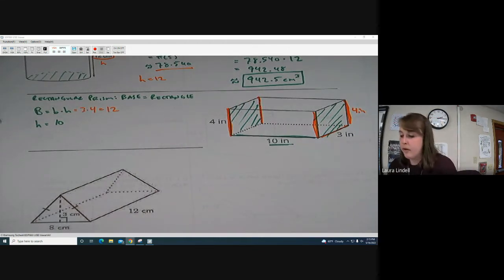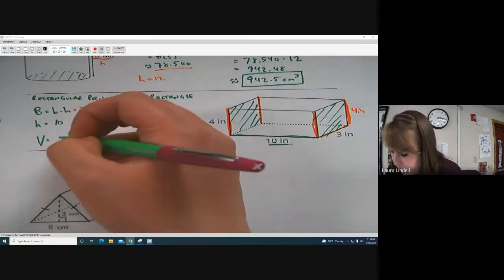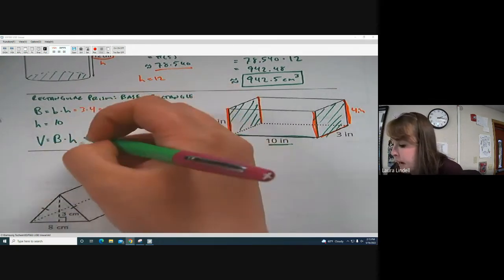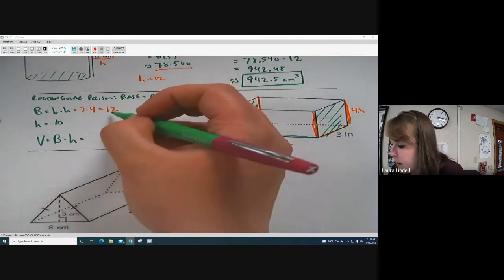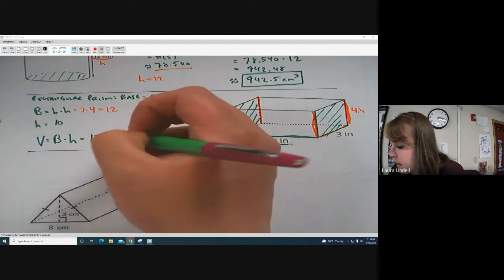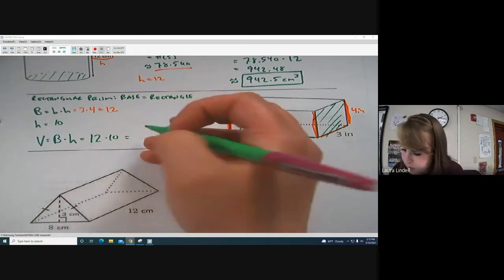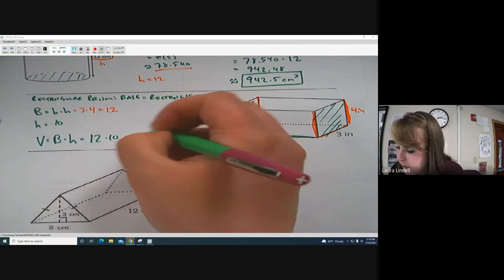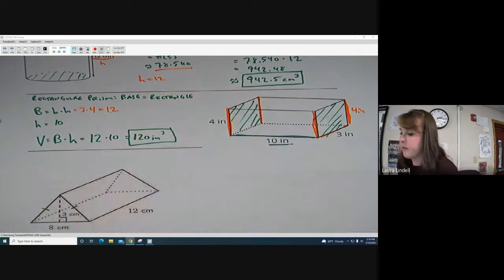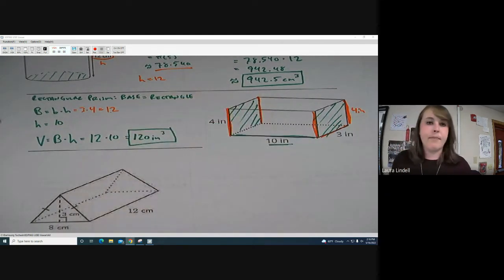Because now when we go to find our volume, we're doing capital B, area of the base, times the height, or the distance between the bases. So now we're going, all right, 12 times 10, which is 120 cubic inches. And that's my final answer. Okay, so that's one way you can find the volume of a rectangular prism.